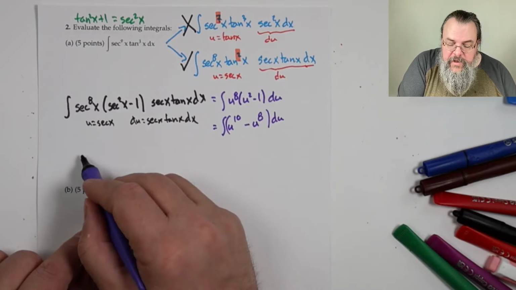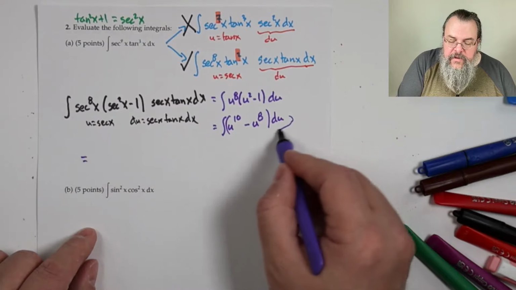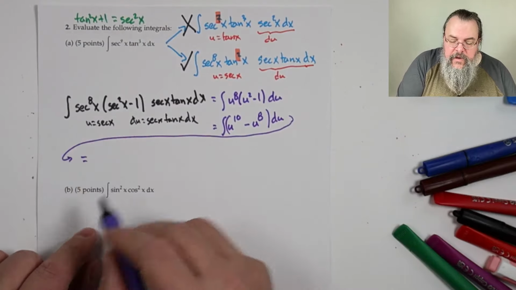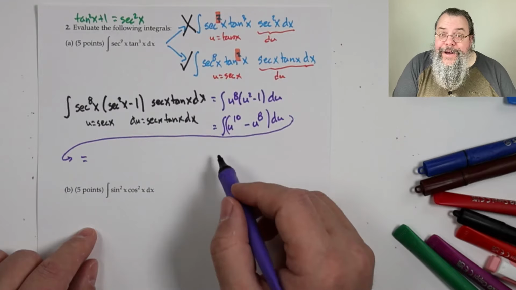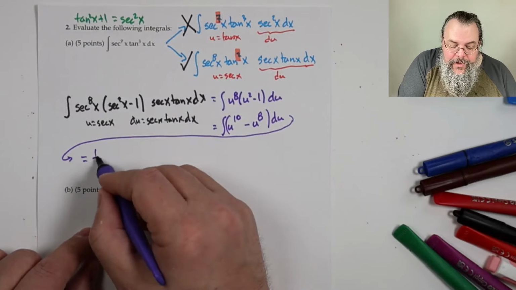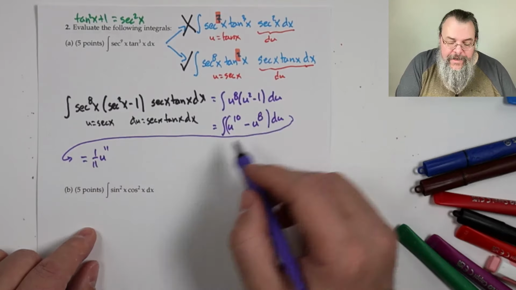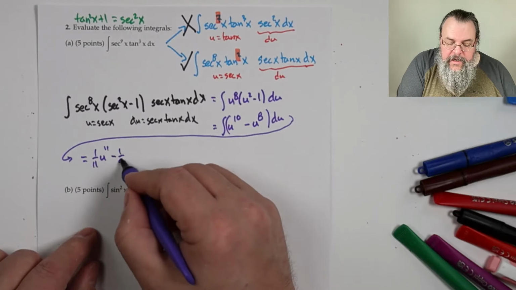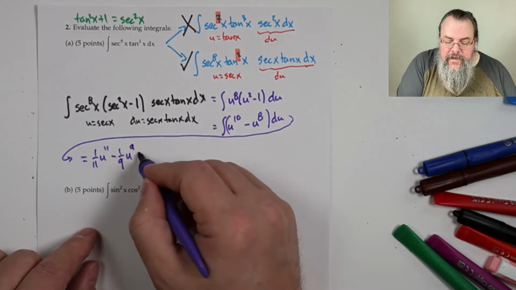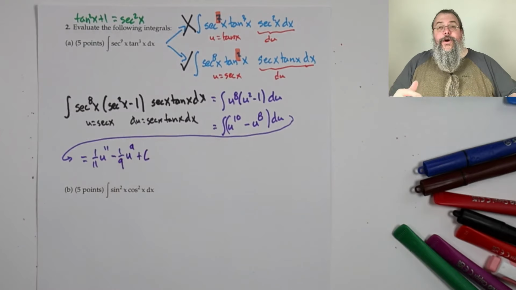So this becomes equal to, so we're just going to give ourselves space since we have it now. We add 1 to the power and divide. So 1 over 11, u to the 11. And then add 1 to the power and divide. Minus 1 over 9, u to the 9. And don't forget plus c.